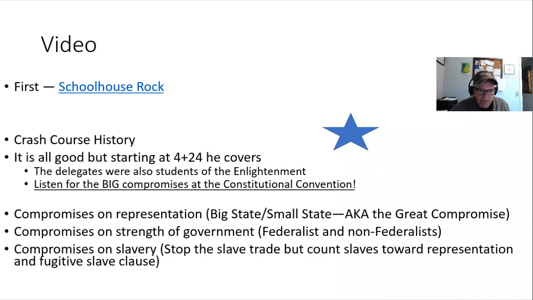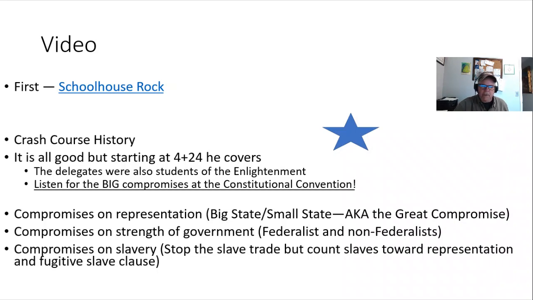So the second was, and we've already talked about this a little bit, the Federalist, non-Federalist: stronger central government, not in the realm of a monarchy, and then weaker central government, more states' rights, more akin to, or at least closer to, the Articles of Confederation.